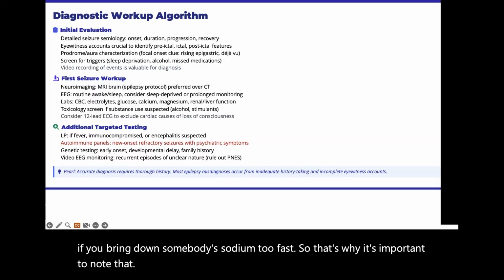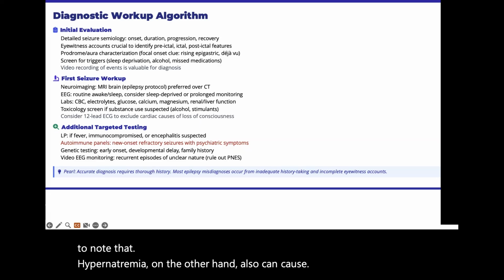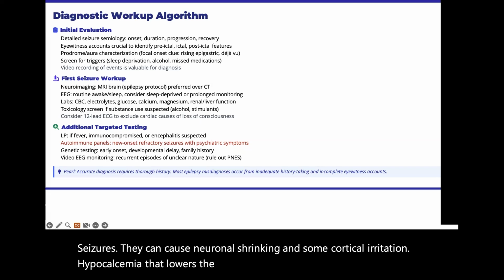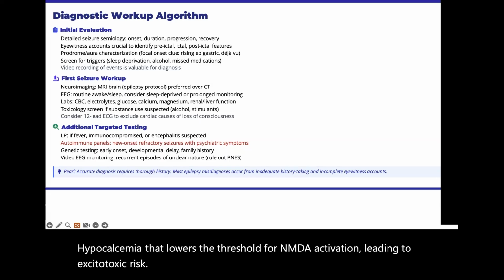Hypernatremia, on the other hand, also can cause seizures. They can cause neuronal shrinking and some cortical irritation. Hypocalcemia, that lowers the threshold for NMDA activation, leading to excitotoxic risk. Hypomagnesemia, that releases NMDA inhibition.